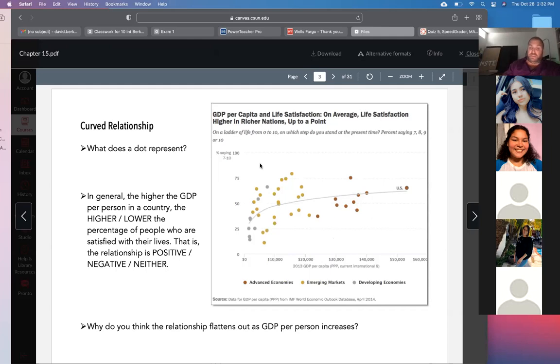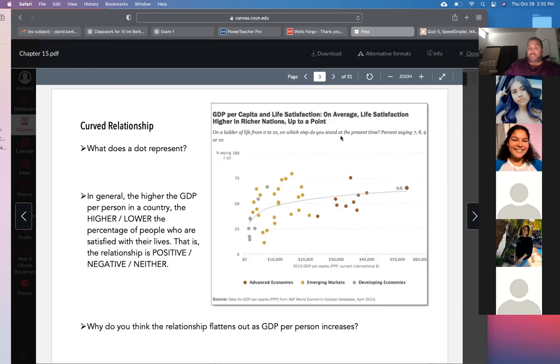So here we have a scatter plot. On the horizontal axis, we see 2013 GDP per capita, some economic term involving the economic strength of a country. And on the vertical axis is a ladder of life from 0 to 10.